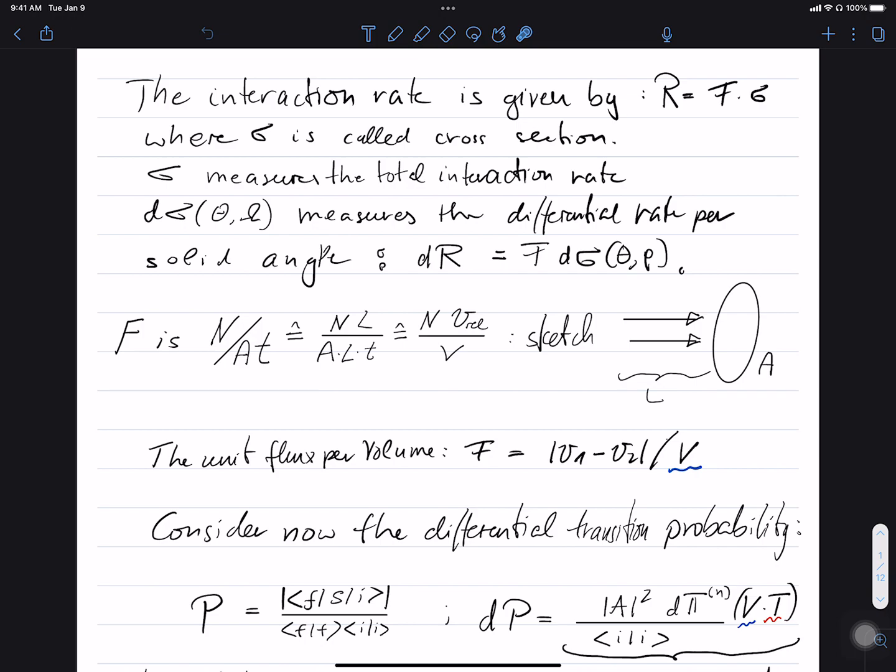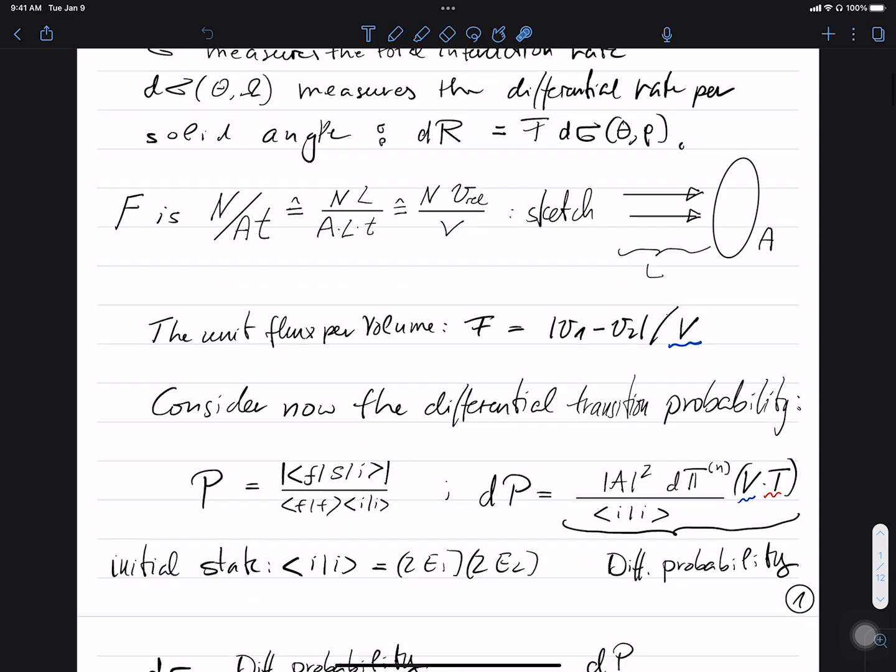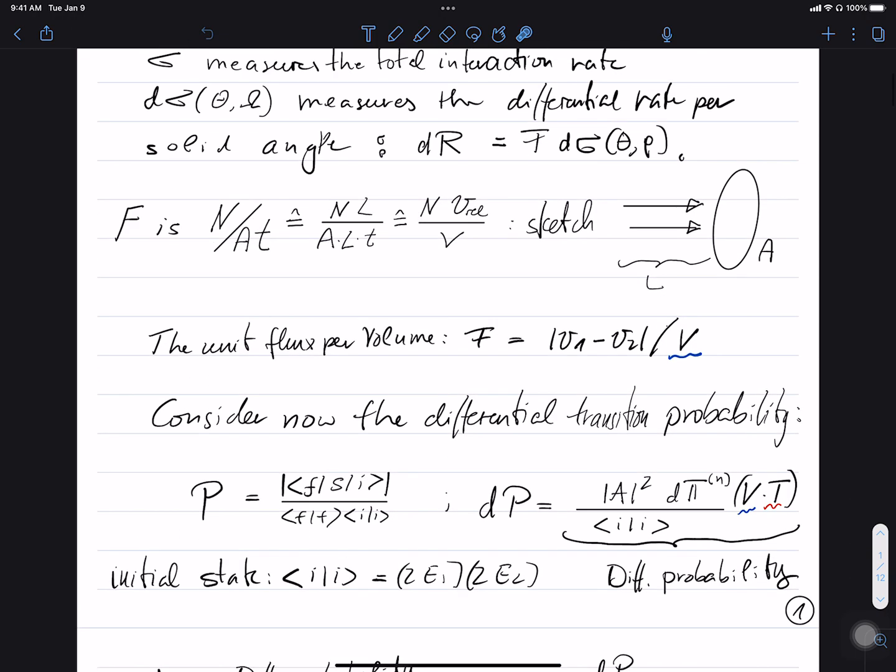numerator by L. So we have an L over T, which is the velocity of particles that come in. And then this L we combine with A to get the volume. So actually the expression didn't change, but we have rewritten the flux in terms of the velocity per volume times the number of particles. And this is a convenient way of writing the flux for later considerations. But still the picture is the same. It's the number of particles that pass through a certain area in a certain time.